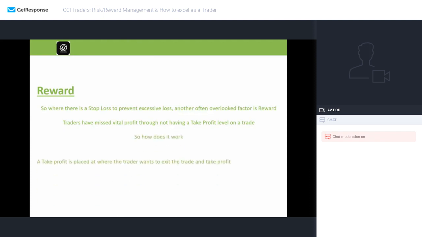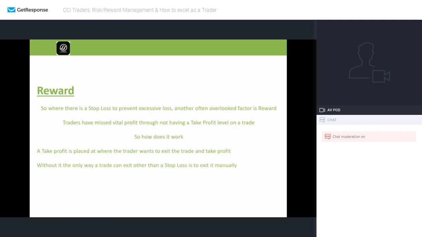So how does it work? Well, a take profit is placed at where you, the trader, want to exit the trade and take profit. If you don't do it and just think it, how does the broker know when to come out of the trade? You've got to tell the broker where to take your profit. CCI traders will want to know where your profit levels are. If you don't put a profit level on, the trade will just keep running.